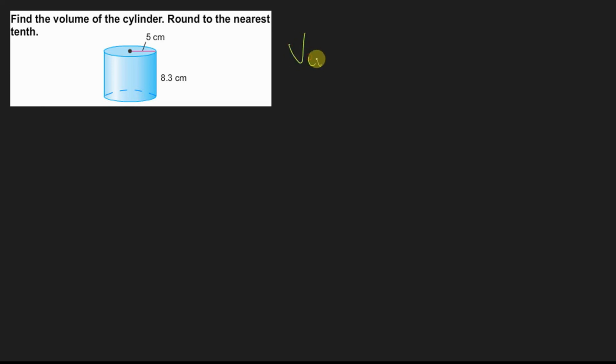So this is going to be the volume of a cylinder, again, because it's the shape of a cylinder. That's going to equal pi times r squared times h. That's my step number 1. Step number 2, I'm going to plug everything in, and instead of pi, I'm going to get 3.14. My radius is 5 squared.